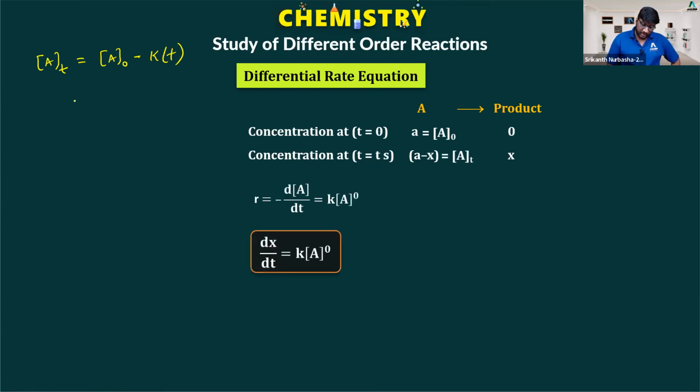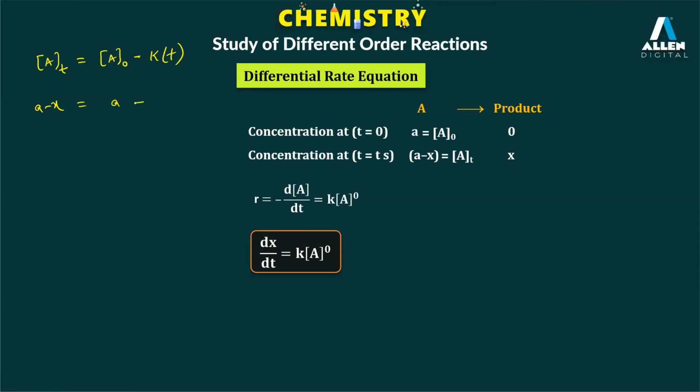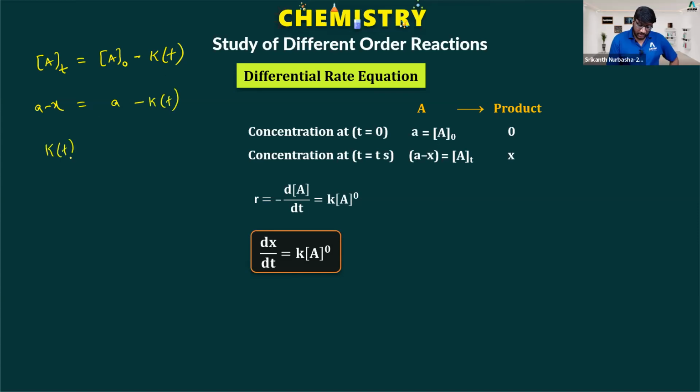Concentration of A at any time is nothing but A minus x. Initially, if we have A moles, after that x moles have been converted. So A minus x is equal to the concentration of A at time t, which is equal to A minus Kt. So rearrange this: Kt is equal to x, as A cancels out.